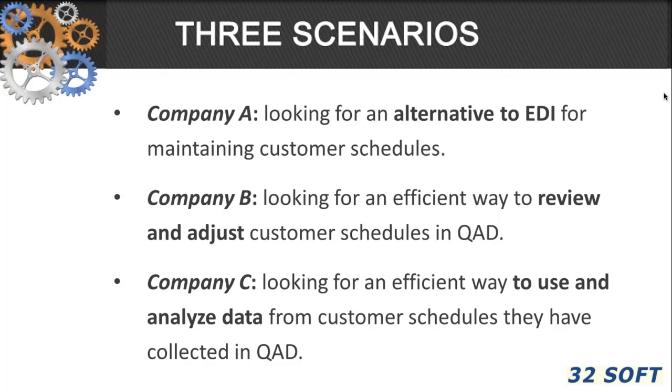This one is looking for an efficient way to use and analyze data from customer schedules they have collected in QAD. Did the customer change shipping requirements? Are we ready from a production capacity and inventory availability perspective to meet those changes? Are there any red flags? What actions need to be taken?